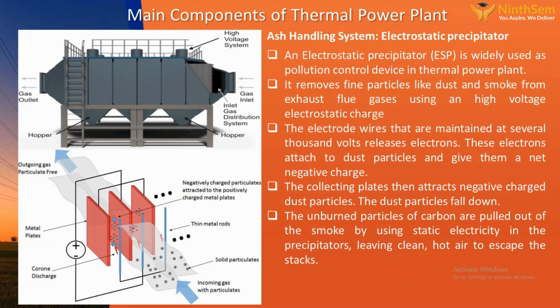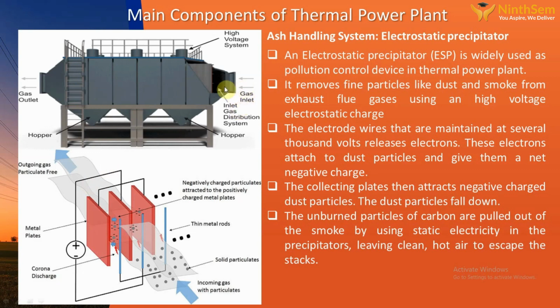Coming to the ash handling system, the ash is collected at the bottom of the furnace by means of a bottom collector. In addition to this, there is another ash, the fly ash, which flows along with the flue gases inside the furnace. It is recovered by using an electrostatic precipitator, which works on the principle of electrostatic operation.